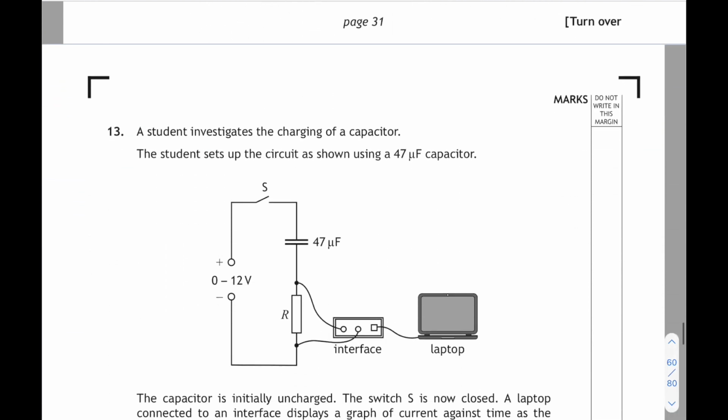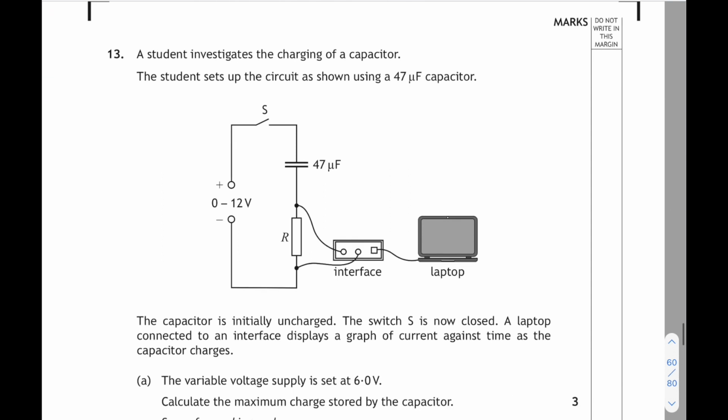Okay, question 13. This is capacitors. A student investigates the charging of a capacitor, and the student sets up a circuit as shown using a 47 microfarad capacitor. The capacitor is initially uncharged, the switch is closed, and a laptop connected to an interface displays a graph of the current against time as the capacitor charges.